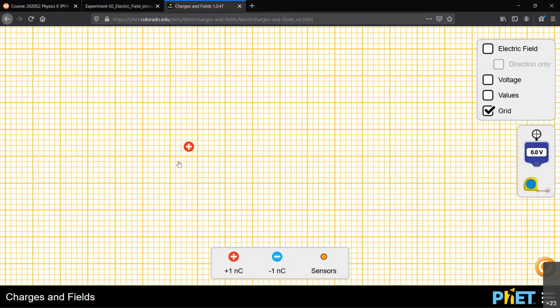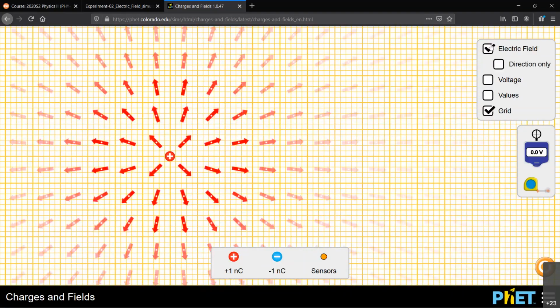Building the electrode technically means I need the charged particle here. That charged particle, now you can see, is 1 nanocoulomb. This NC represents nanocoulomb. Now you know the electric field lines go away from the positive charge, right? If you click this electric field option at the very top right-hand side, you can see the arrows going away from the charge. Those are the electric field lines which we were talking about earlier.